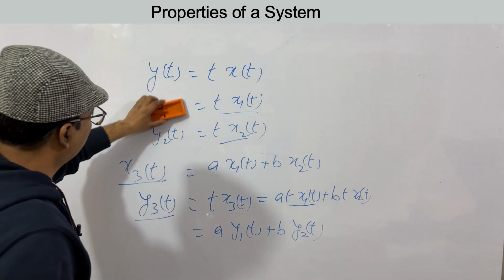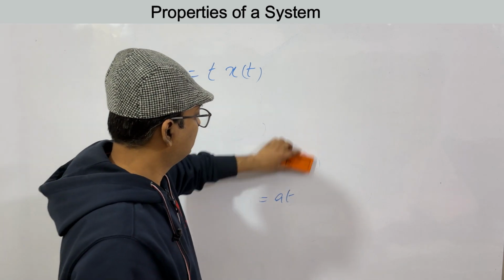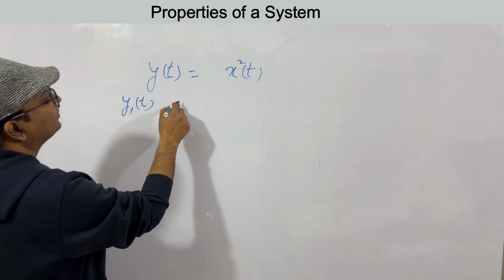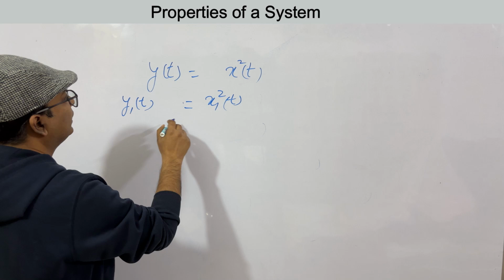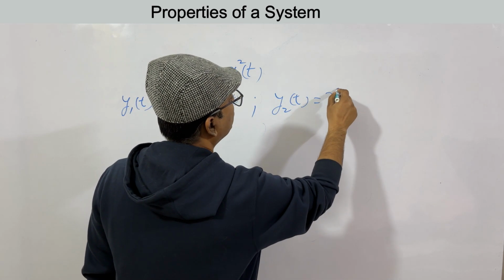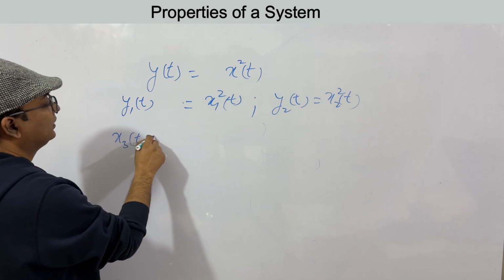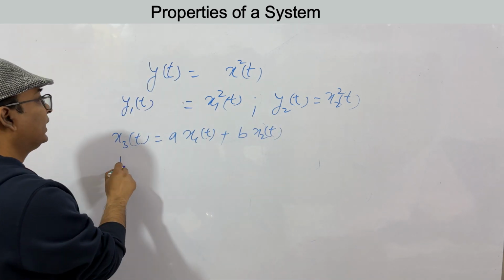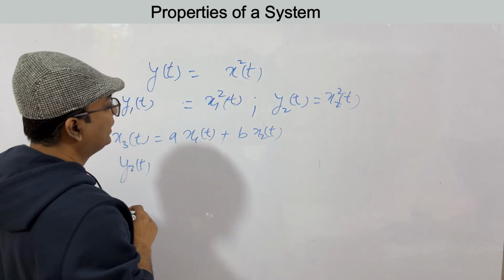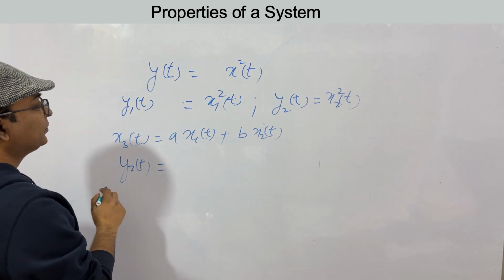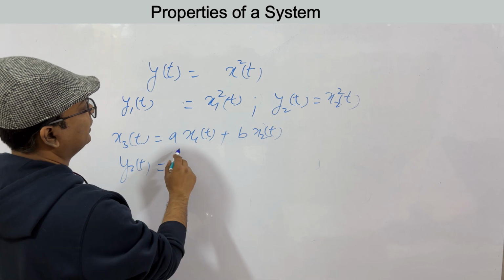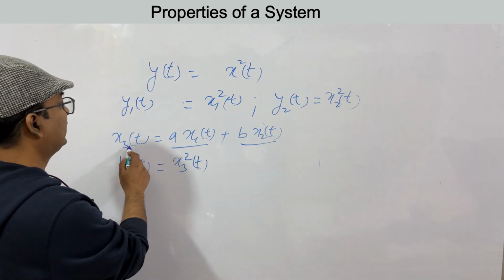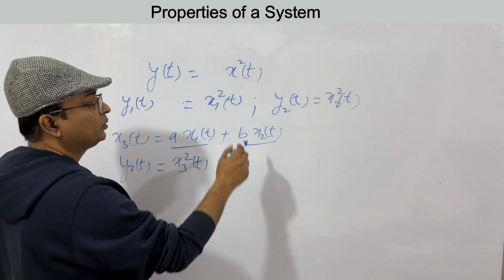Okay, but what if our system was this? Let's say x squared of t. Then y1(t) will be equal to x1 squared of t, and y2(t) will be x2 squared of t. Now similar to that, let's have x3(t), which is a x1(t) plus b x2(t). Ideally we should have y3(t) equal to x3 squared of t. Let's see whether we get x3 squared of t or not. y3(t) will be equal to x3 squared. Our result should be a times y1(t) plus b times y2(t). Then we'll say it is linear.